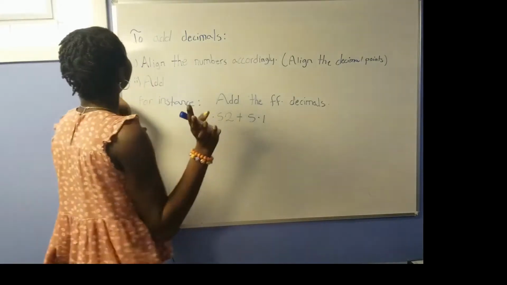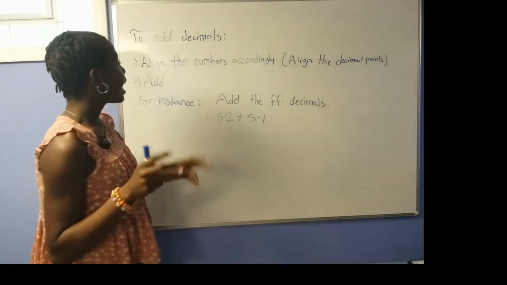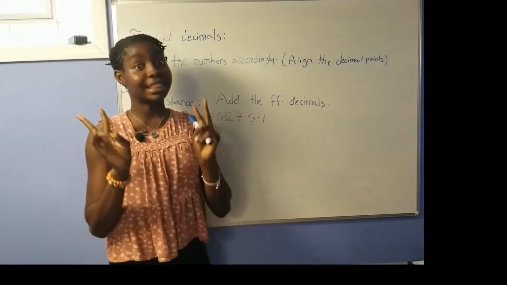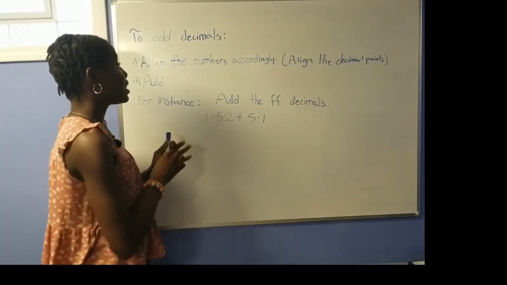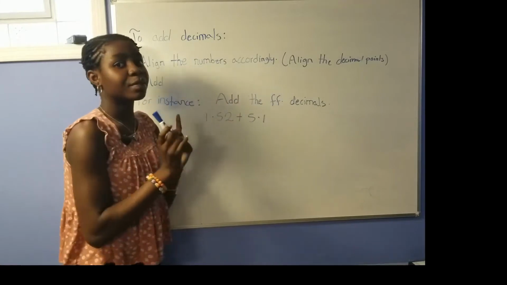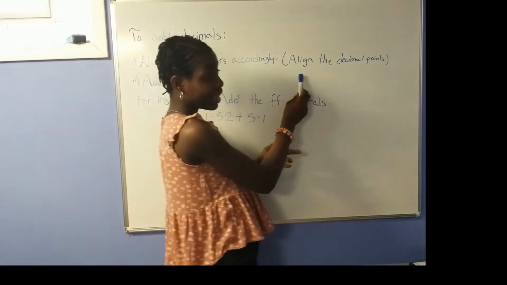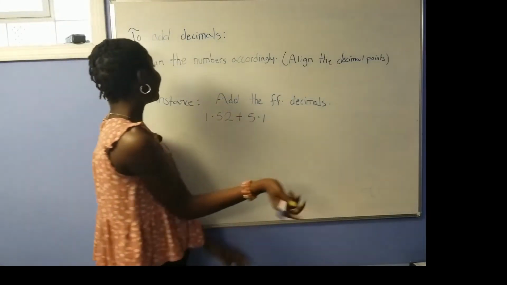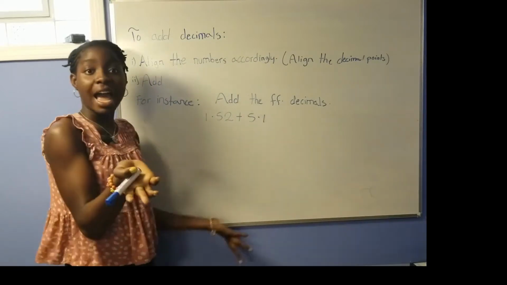Brianna here, and today we're going to be learning about adding and subtracting decimals. So follow me. Let's get started. We're going to start with adding decimals. To add decimals, we have just two steps. The first step is align the numbers accordingly. In other words, align the decimal points. The second step is just to add.